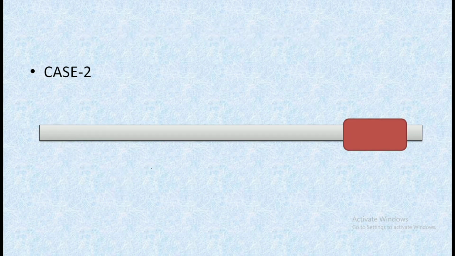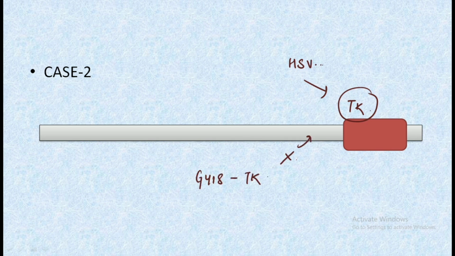In the second case, what we are doing is taking only the TK region, that is the thymidine kinase region. As we have discussed, this TK region is derived from the HSV virus. So in this case, the ganciclovir would kill the TK and it would not survive. Why? Because TK gets killed in the presence of G418.